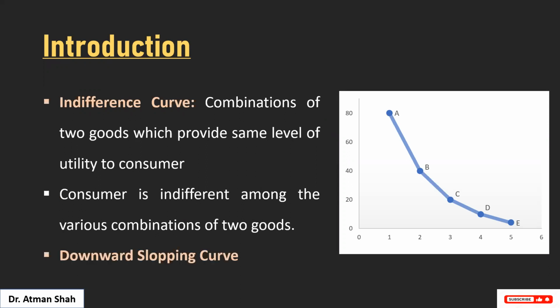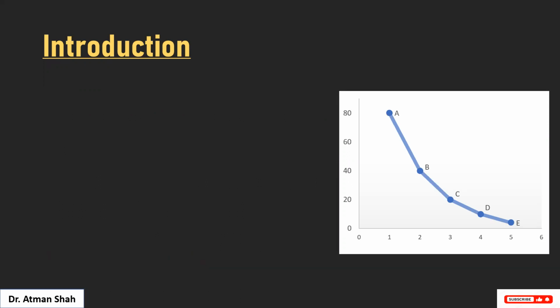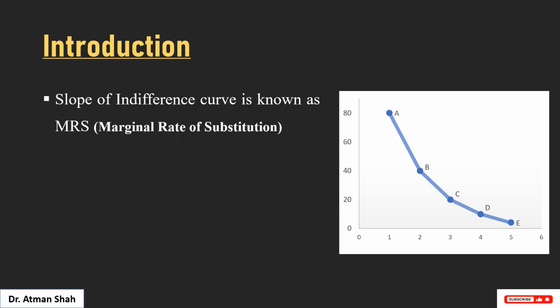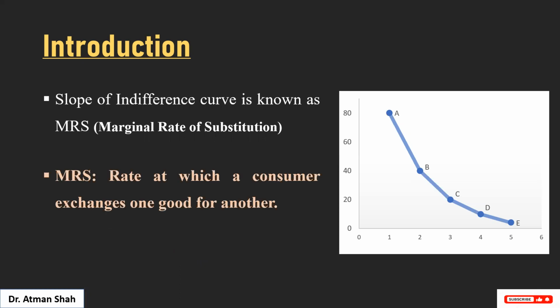Now here, indifference curve is downward sloping. That means consumer cannot increase the consumption of both commodities together. The slope of the indifference curve is known as marginal rate of substitution. So it is the rate at which a consumer exchanges one good for another. So here we can see that the marginal rate of substitution is declining. That means for an additional unit of X, lesser and lesser quantity of Y will be given up by the consumer, and therefore the distance between AB, BC, CD, and DE is declining.